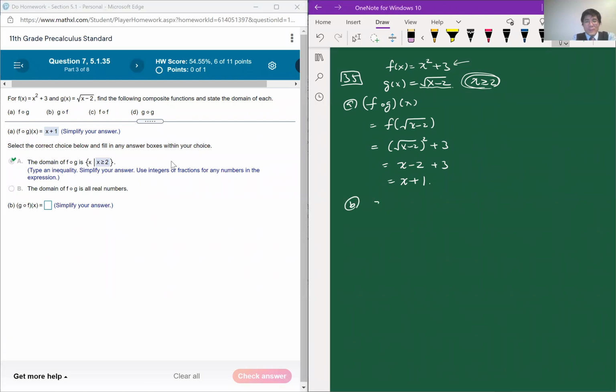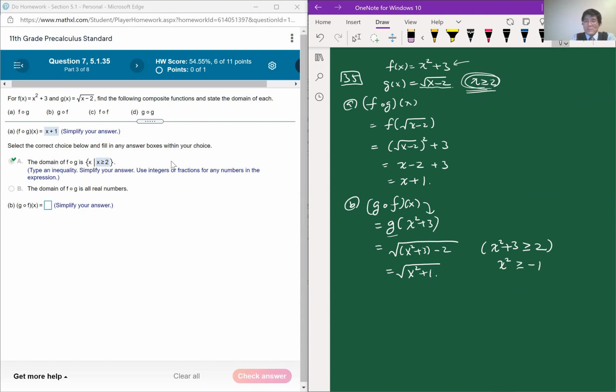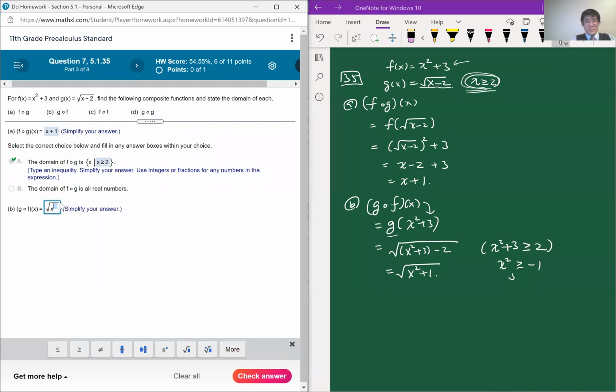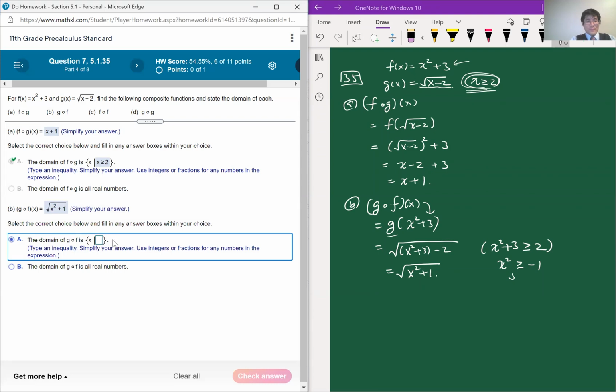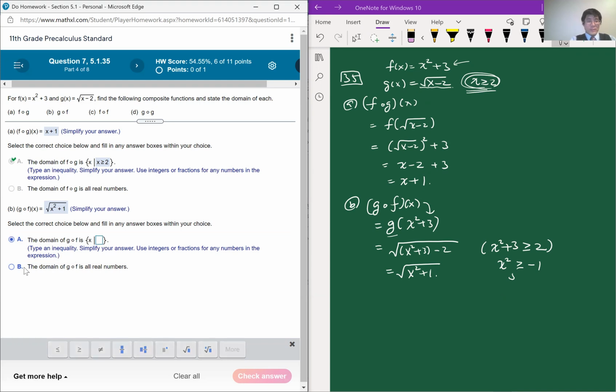Okay, now a harder one. Let's change the order of g and f, so it's going to be g of f of x. That is equal to square root of input minus 2, which is square root of x squared plus 1. Now, f of x is defined for all real numbers, so this part is okay for any number. But g has a limitation. The input for g must be greater than or equal to 2, which means x squared is greater than or equal to -1, which is always true, right? x squared is always greater than or equal to 0. So in this case, the domain is all real numbers. The answer is square root of x squared plus 1, and the domain is all real numbers.